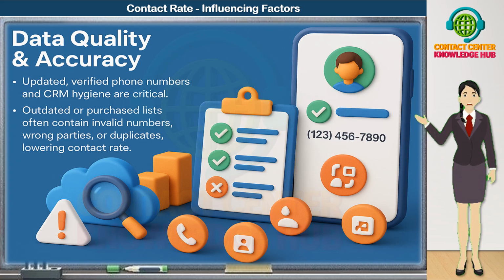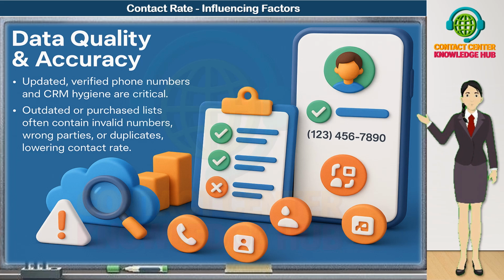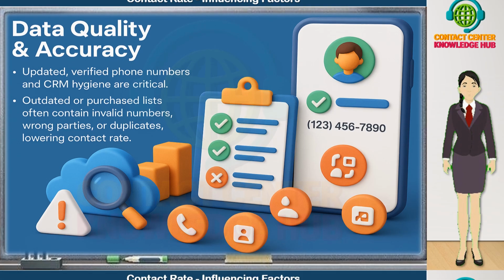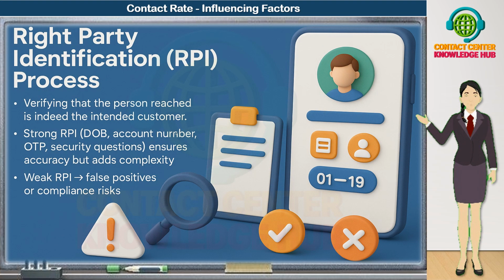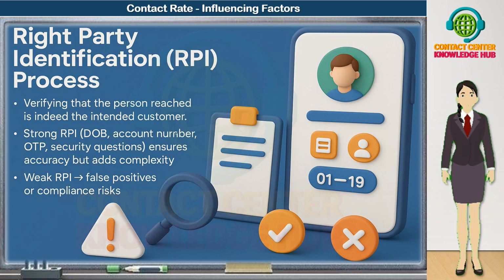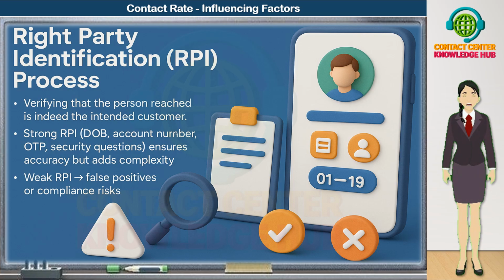In simple terms, clean data equals clear connections. The more accurate your data, the higher your contact rate, and the greater your operational success. Let's move on to another key influencing factor, the right party identification process, or RPI. This process ensures that the person you've reached is indeed the intended customer, the actual right party.